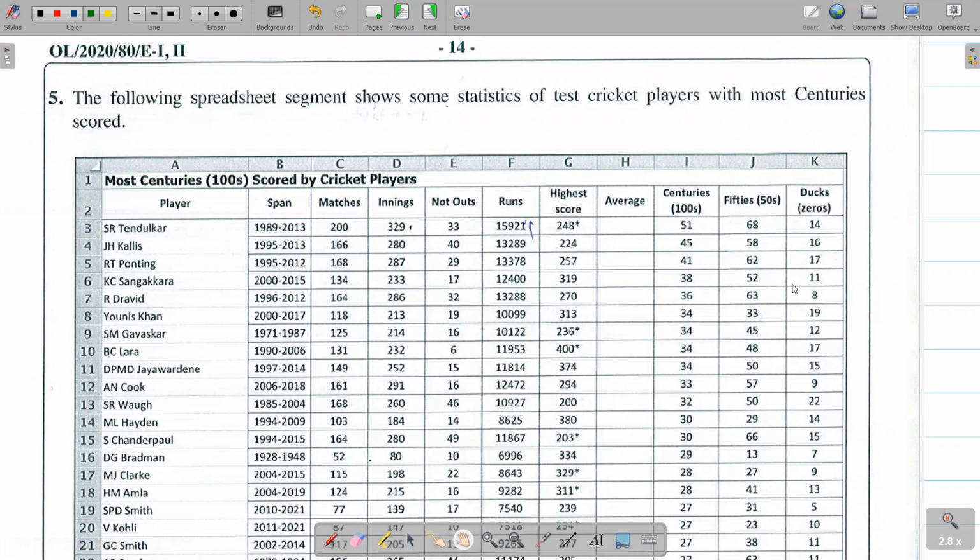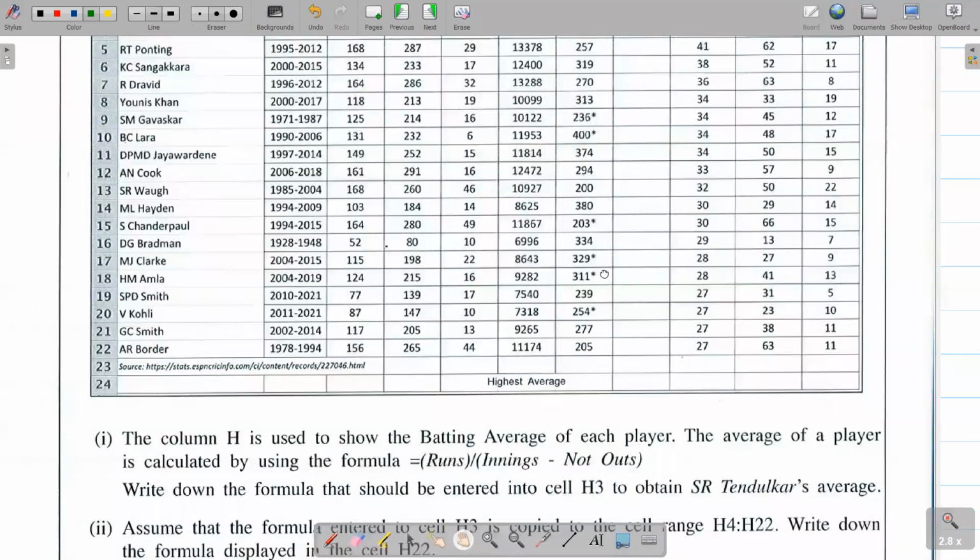So it's the fifth question that we are going to talk about. The fifth question has the Excel sheet about the cricket players, which has the player name, the span, the time period that they have played, matches, innings, not outs, runs, and high scores. The average column is empty. There are centuries, 50s, and ducks, that means zeros. The questions are asked based on this.